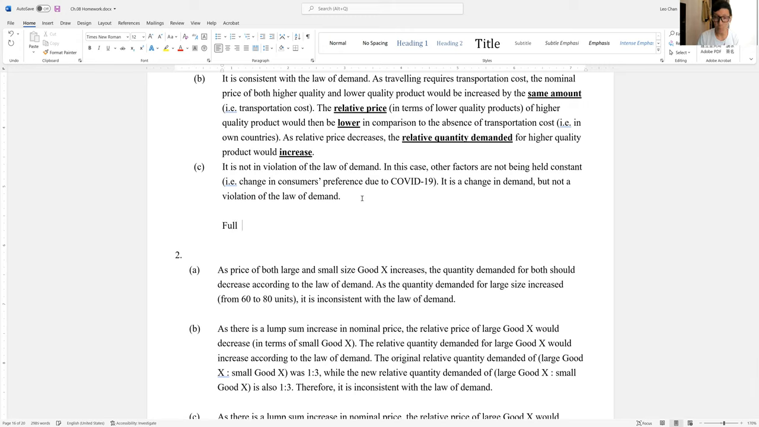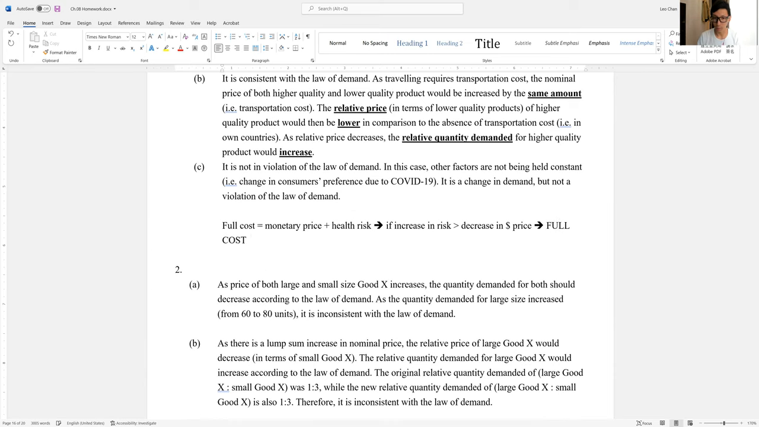係嘛？The full cost would be here the monetary price of sashimi plus the health risk. Okay, even though the monetary price dropped in this case, but the health risk increased. So you see, right? If the increase in risk is larger than the decrease in money price, and actually, the full cost would increase. So by the law of demand, actually QD would decrease.